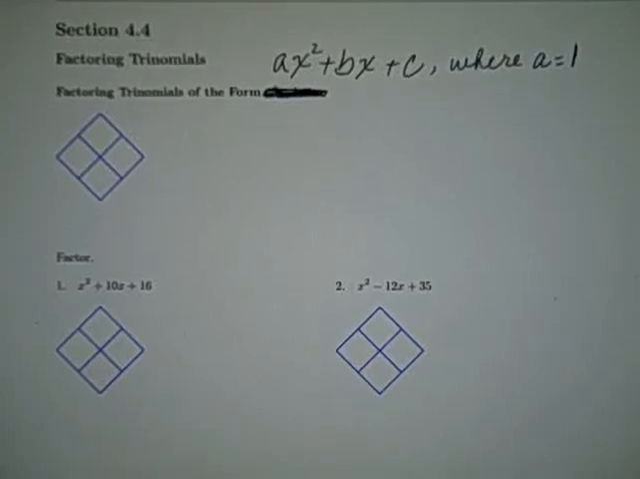Hello, this is section 4.4, Factoring Trinomials. Factoring trinomials of the form ax squared plus bx plus c, where a is equal to 1.